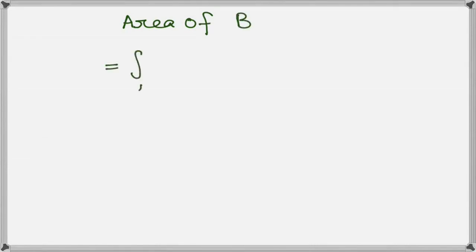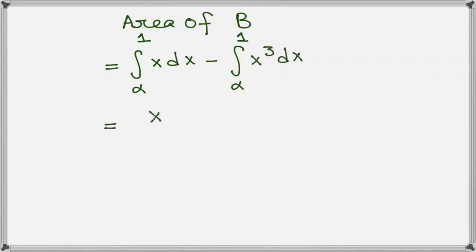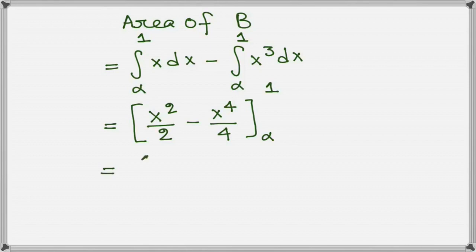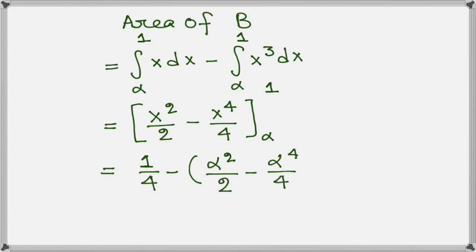This is alpha to 1 x dx minus alpha to 1 x cube dx. So, we have here x square divided by 2 minus x to the power 4 divided by 4, and we evaluate it from alpha to 1. So, we have 1 by 4 minus alpha square divided by 2 minus alpha to the power 4 divided by 4.